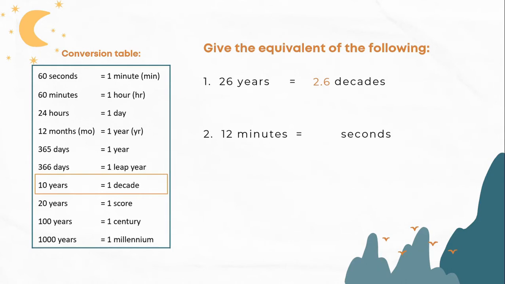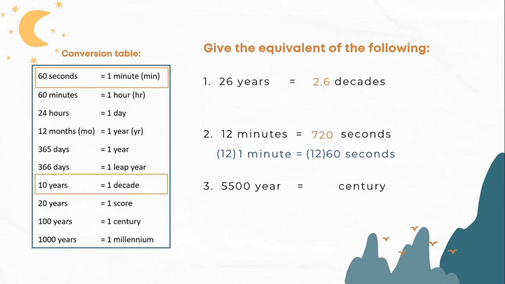Now for number 2: 12 minutes equals how many seconds? From the conversion table, we have 60 seconds equals 1 minute. So we multiply the number of minutes by 60 to get the number of seconds. We have 1 minute equals 60 seconds. Multiply both sides by 12. You will have 12 minutes equals 720 seconds.